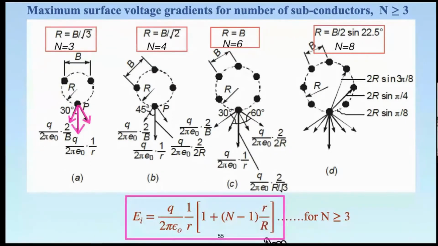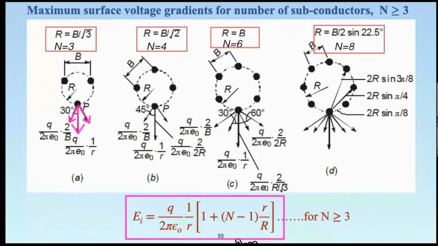The equation is n minus 1 into small r upon capital R, and this is for n greater than or equal to 3. It is observed that due to the symmetry of charges within a bundle, it is possible to get a single general equation applicable for all the conditions for n greater than or equal to 3. n can be 3, n can be 4, n can be 6, n can be 8. For all the different types of combinations that are visible here on the slide, one common equation will be applicable, and it can be simplified, derived, and explained how this is possible.